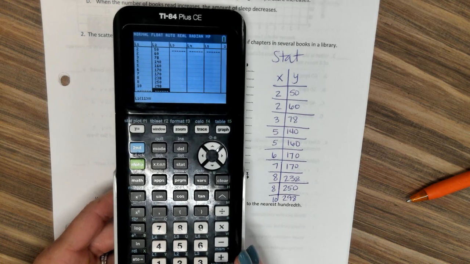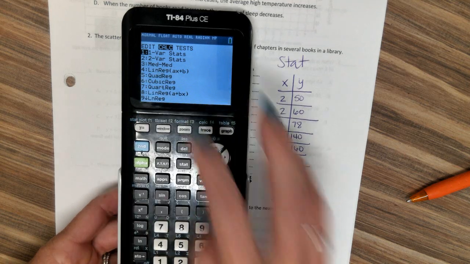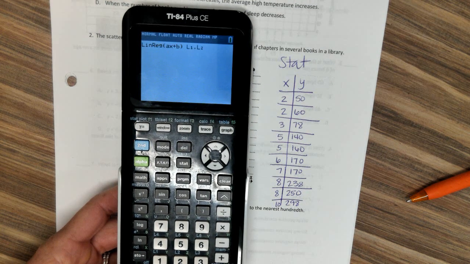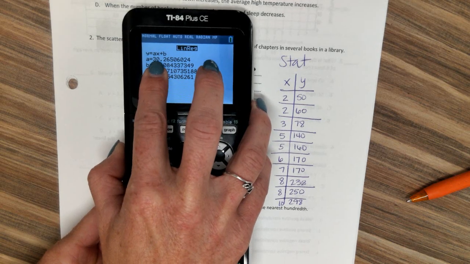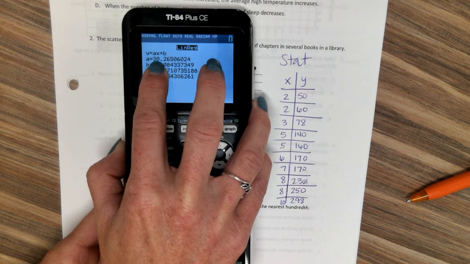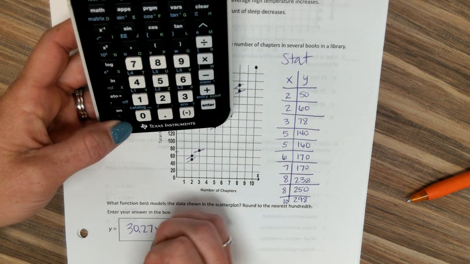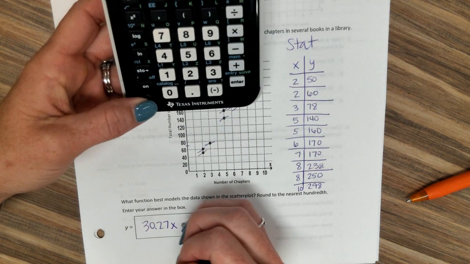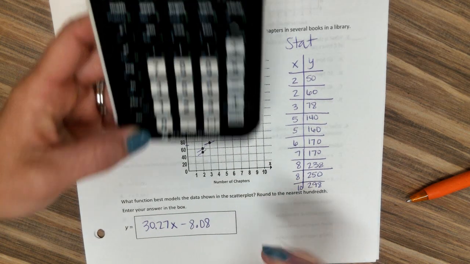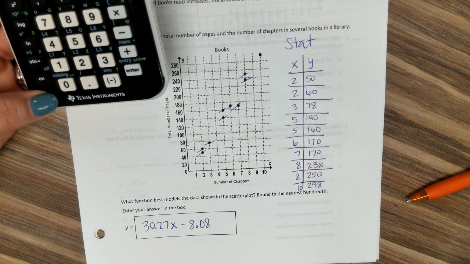Okay, once I have it all in, stat calc option 4 for linear. The line of best fit would be, and it said round to the hundredths place, so y equals 30.27x minus 8.08. Now, your answers would absolutely vary based off those ones that weren't perfect dots.